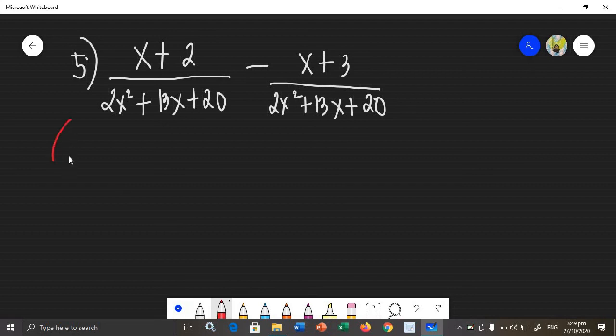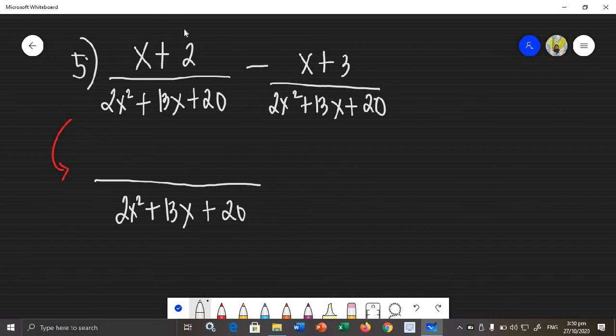So again, we will rewrite the given over a single denominator. So 2x squared plus 13x plus 20. And then I'm going to rewrite this numerator, x plus 2. And I'm going to distribute this sign to each term here in the binomial. So negative times x, that is negative x. Negative times positive 3, that is negative 3. Okay, that is negative 3. So that will be your answer.